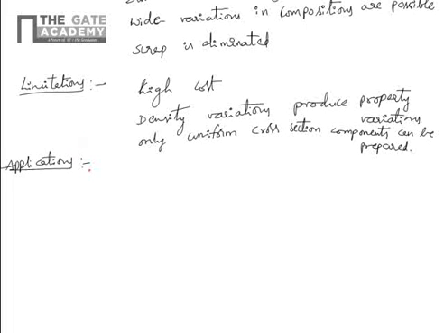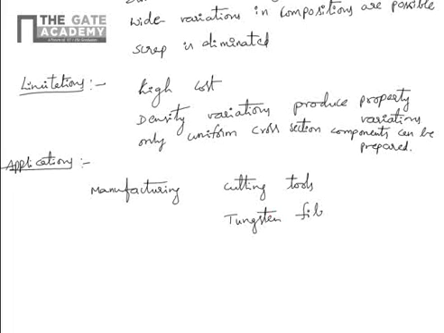So where do we use this powder metallurgy? This is used for manufacturing cutting tools. Most of the cutting tools are manufactured by powder metallurgy. Tungsten filaments, cams, springs. So these are the applications of powder metallurgy.